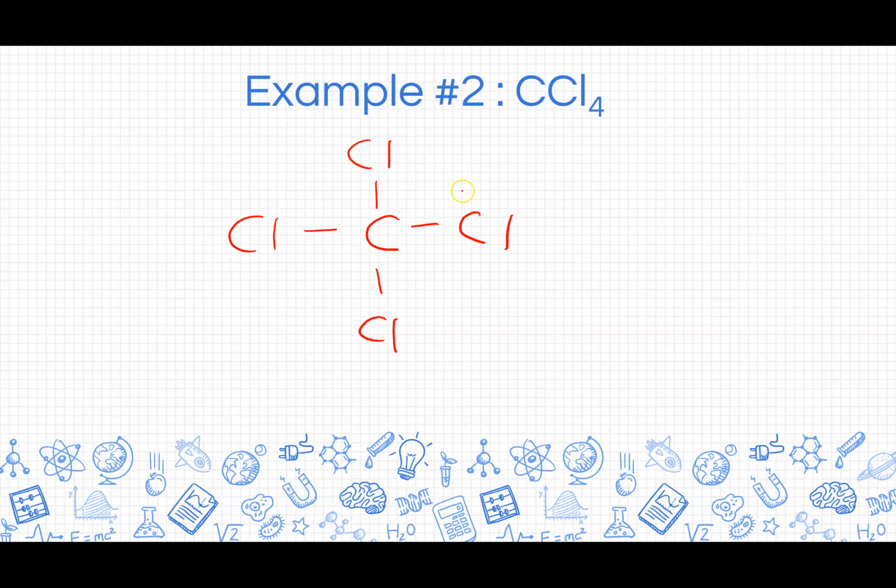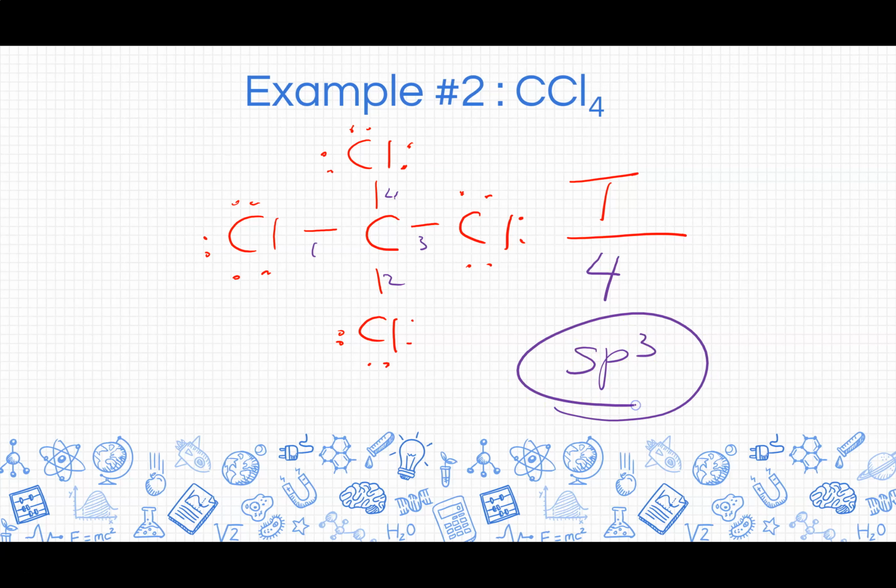We know how to do this Lewis dot diagram. Of course, we're only looking at the central atom, so technically all these valence electrons I'm drawing are irrelevant right now. My total here is going to be 1, 2, 3, 4. I have 4 bonding pairs around my central atom, and that is it. So again, sp3 hybridization.